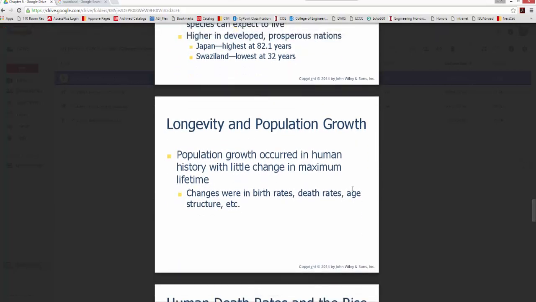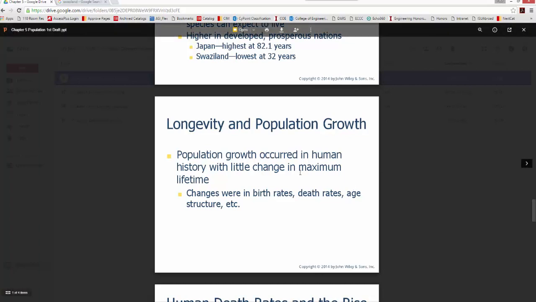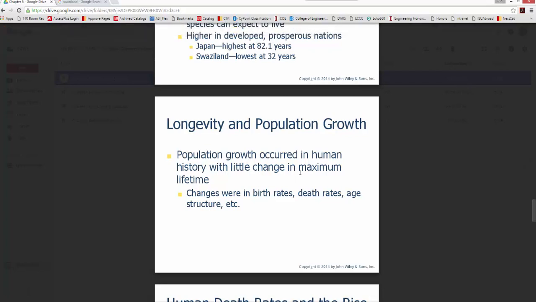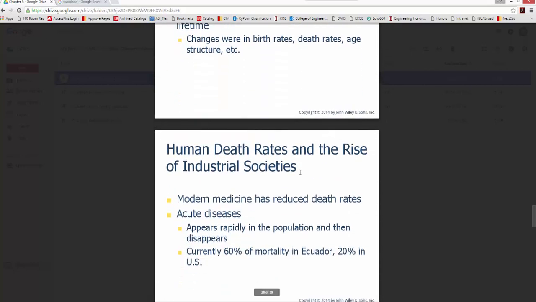So we talk about population growth has occurred throughout history with little change in maximum lifetime. We have had changes in birth rates and death rates, age structures you've seen from the graphs above, but in terms of maximum lifetime, that part hasn't changed. So it's obvious that life expectancy has increased throughout the last several hundred years, but the maximum lifetime has not changed.